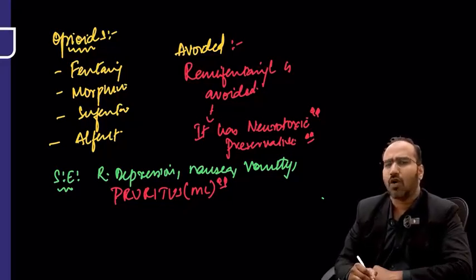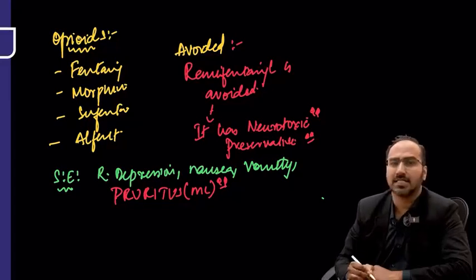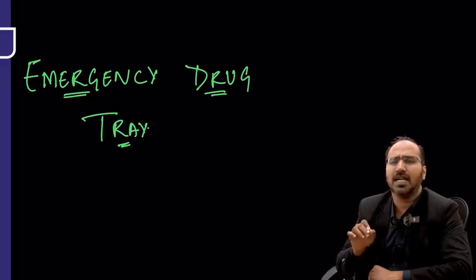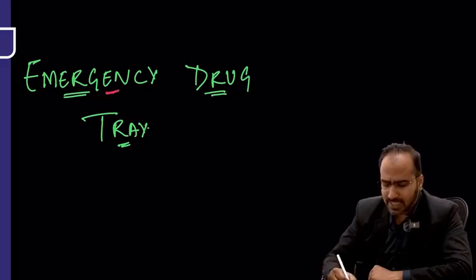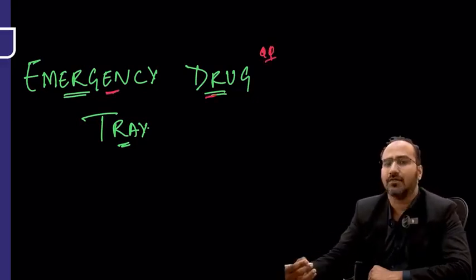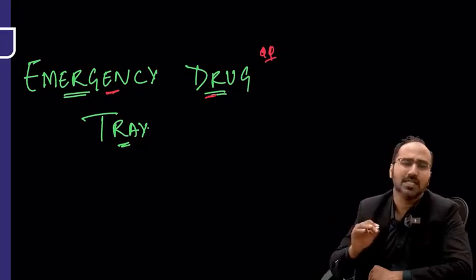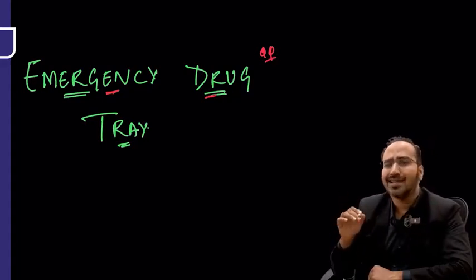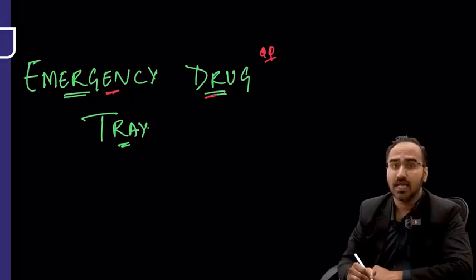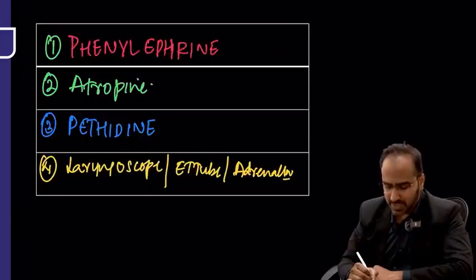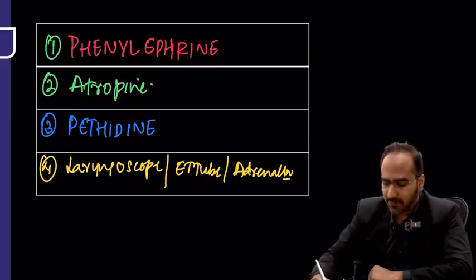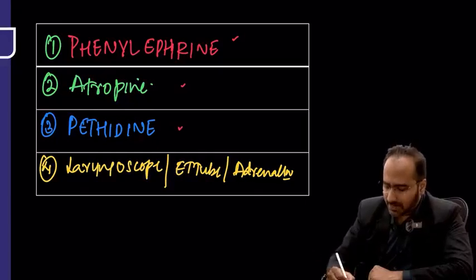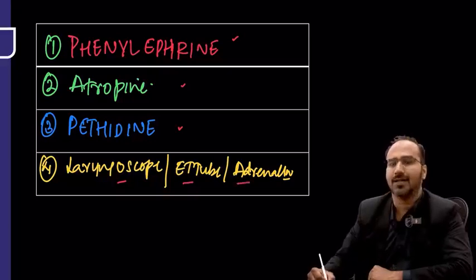So basically, what I do is, in some cases, before giving spinal, I prepare an emergency drug tray. In some cases, immediately after giving spinal, I prepare an emergency drug tray. But the mandatory thing is that I always prepare this drug tray. In this emergency drug tray, I keep phenylephrine, atropine, pethidine, a laryngoscope, ET tube and adrenaline.